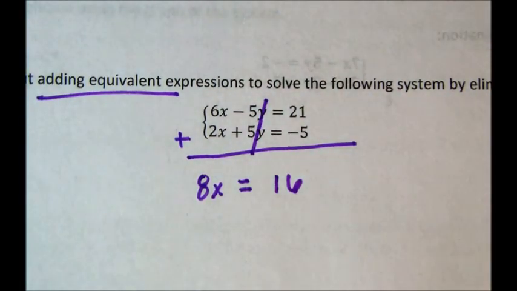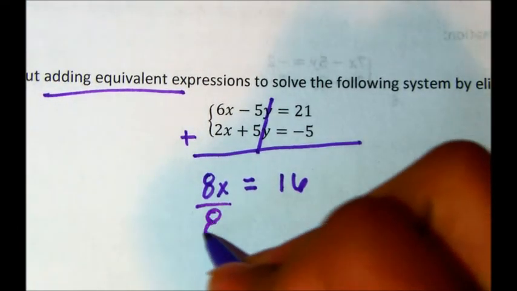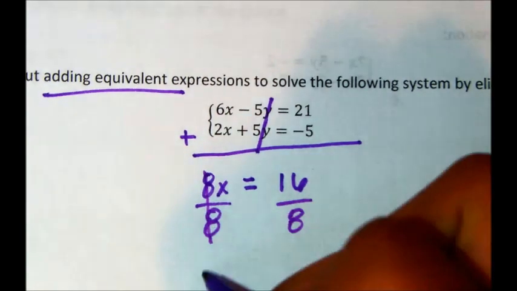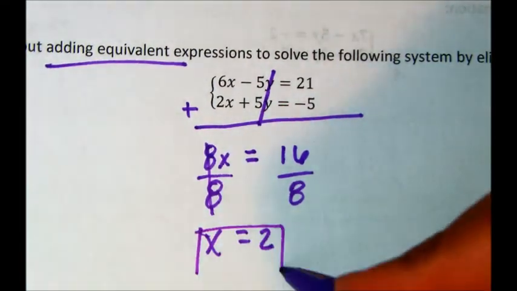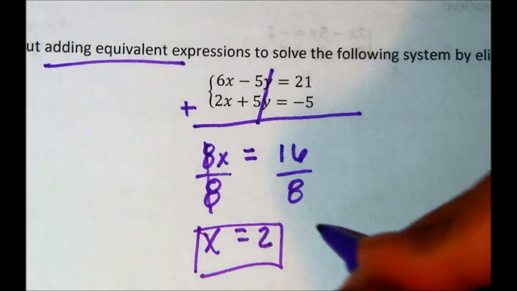Because I no longer have y's in the problem, my goal is to solve for x. So I'm going to divide both sides by 8. And I get that x is equal to 2. Once I get an x of 2, I then use x to substitute.